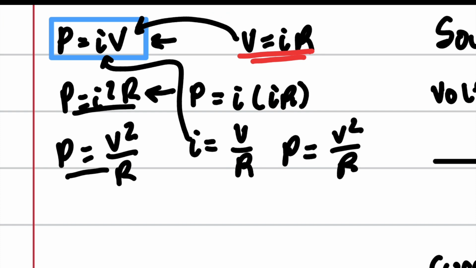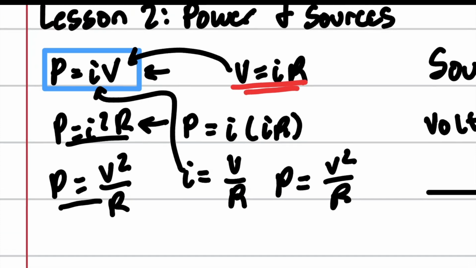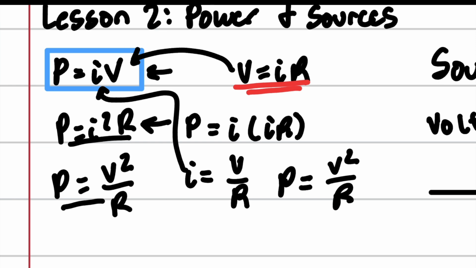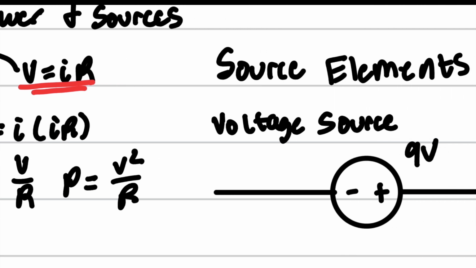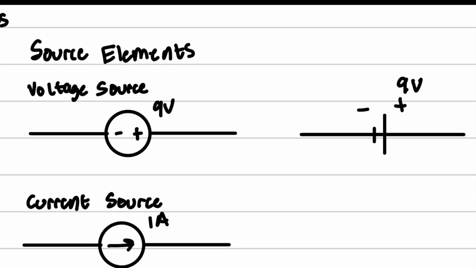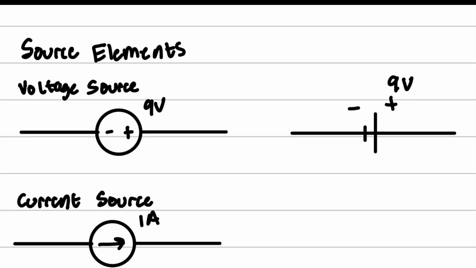So cool. Power's a big thing, and it gets a little more complicated, but for now, at the very basic, this is all you need to know for power. Well, there is going to be another thing that I'm going to talk about with power, but first we're going to look at source elements. So these are your most basic source elements. We have voltage sources and current sources.